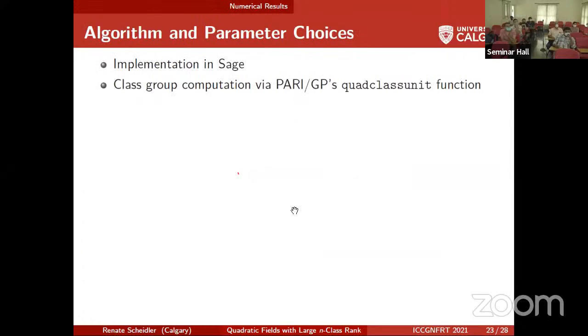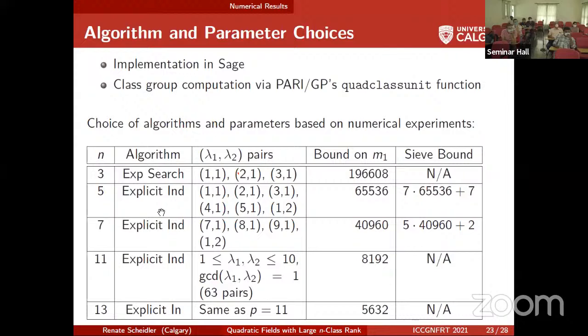Okay, so here's now our algorithm. We implemented this in SageMath, and the class group computations that we did were done via PARI/GP, via the function called quadclassunit. You can call that from within Sage. And here are the lambda pairs and the parameters that we used. For 3 class rank 3, we just ran the expanded search without the independence test. We still used the explicit condition to guarantee ideal independence.